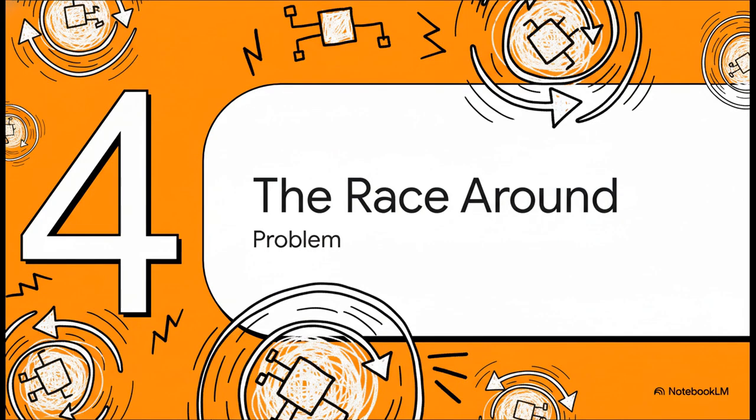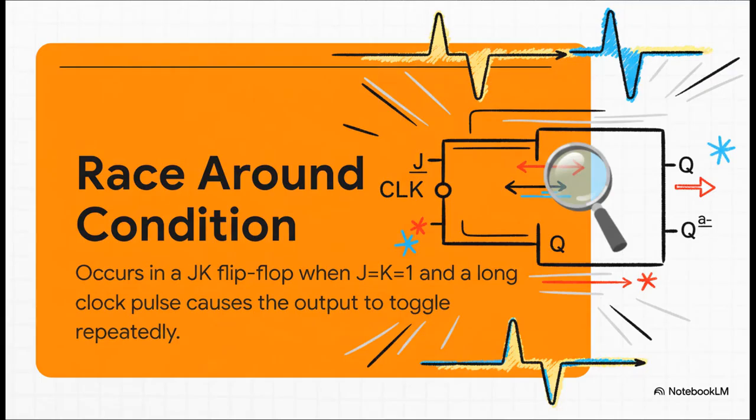Because in solving one very obvious problem, a brand new, much more chaotic one popped up. This one is called the race around problem. So here's what happens. These circuits don't just run wild. They wait for a timing signal, a clock pulse, that tells them when to do their thing. Well, in the JK's awesome new toggle mode, if that clock pulse stays on for just a little too long, the output flips. But that new output immediately feeds back to the input and causes it to flip again and again and again, totally out of control for as long as that clock pulse is active.